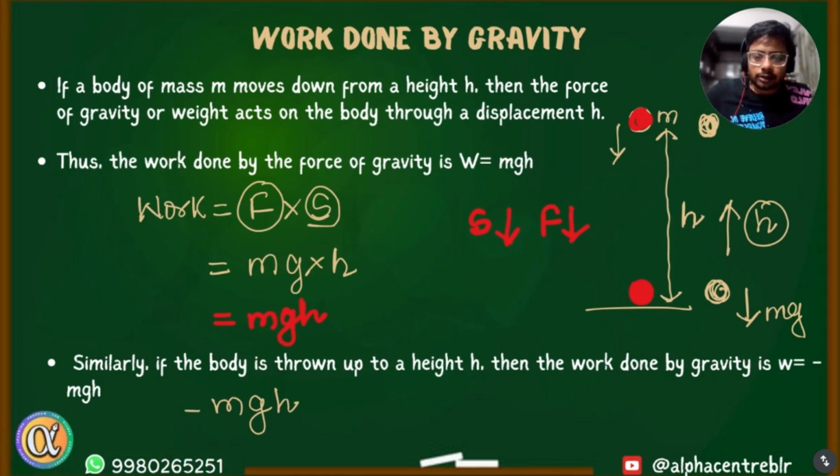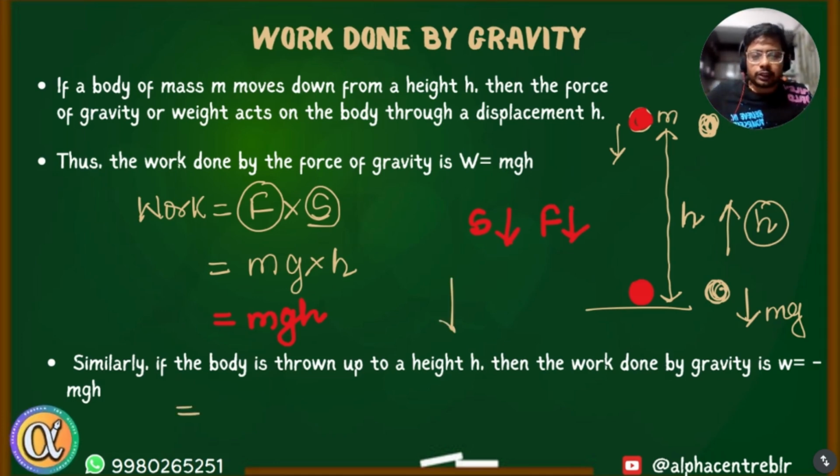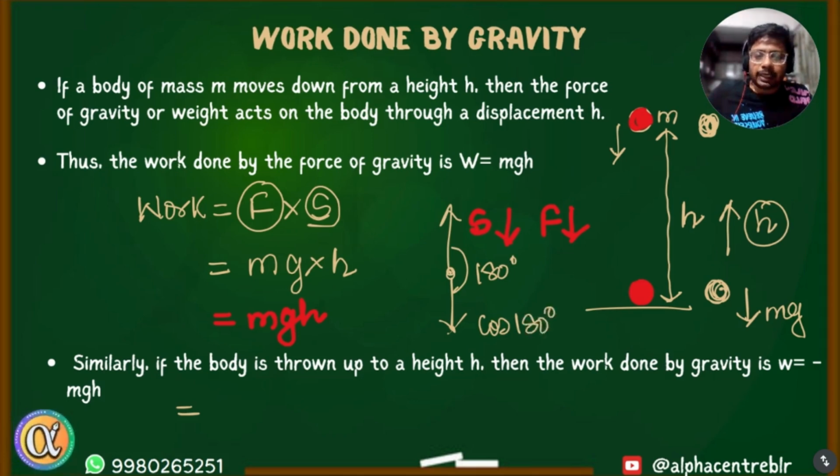For the new students who were not present in the last class, I'll tell you why we have a minus sign here. We learned in the previous class that when force is opposite to displacement, the angle between them is 180 degrees. And one thing you should remember is that cos of 180 degrees is minus 1. So these two things we discussed in the previous class. When the force is acting opposite to the displacement, the angle becomes 180, so cos 180 becomes minus 1, and therefore just the sign changes. From mgh it becomes minus mgh.